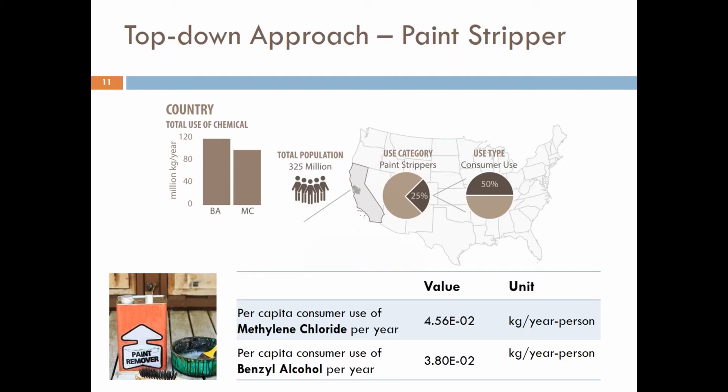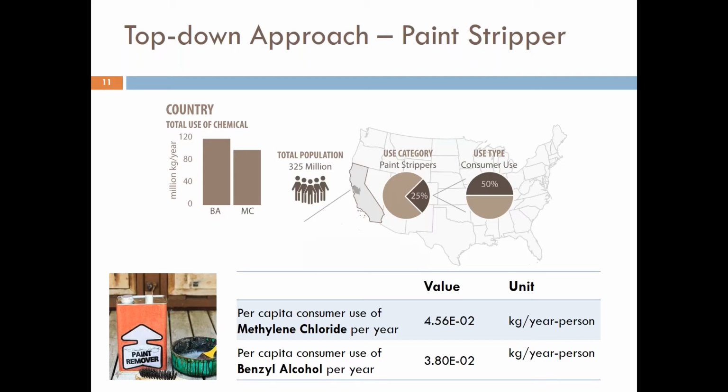We use market studies to take a look at what are the typical categories in which this product is used. So for these two chemicals, benzyl alcohol and methylene chloride, this is the amount that's used in paint strippers, about 25%, and out of that, about 50% is used by consumers. So that gives you some per capita consumer uses for these different compounds. So it's coming from the top, trying to figure it out, and they end up matching fairly well.